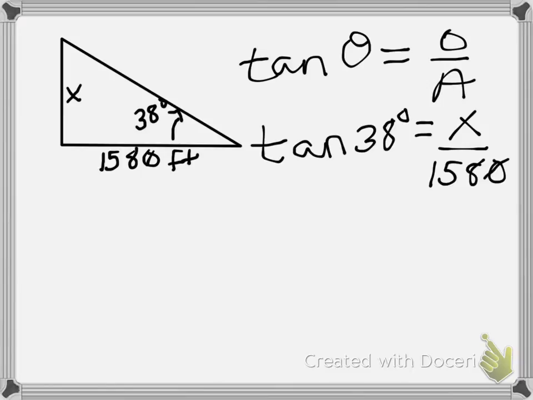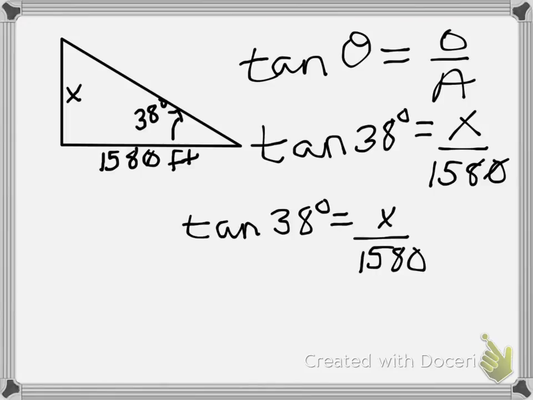1,580 feet. Well, to get rid of this denominator and to get x by itself, I'm going to multiply both sides. So let's rewrite it just so I have enough room. Because this is division, on the right-hand side, the opposite of division is multiplication. So I'm going to multiply both sides by 1,580 because these two will now cancel out.